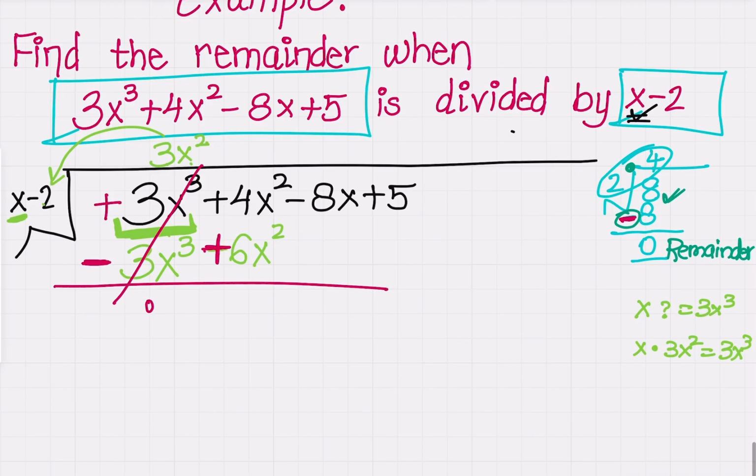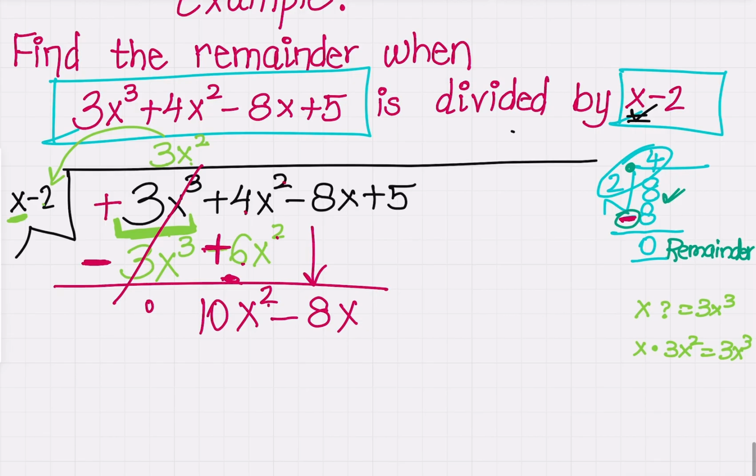But the other terms are not gone over here in this section. So what I have is 6x squared plus 4x squared, which is 10x squared. Remember, I don't add these powers, I just keep them as they are. Now this comes down, minus 8x.